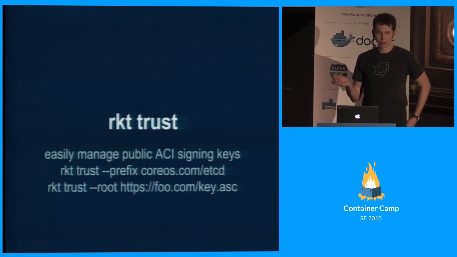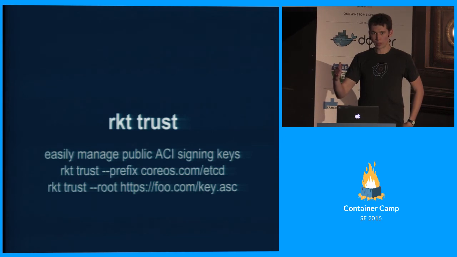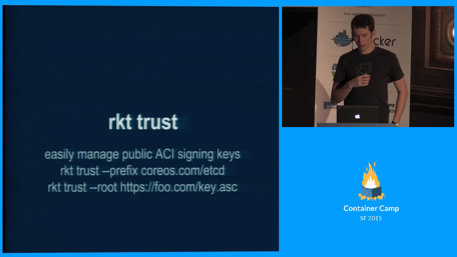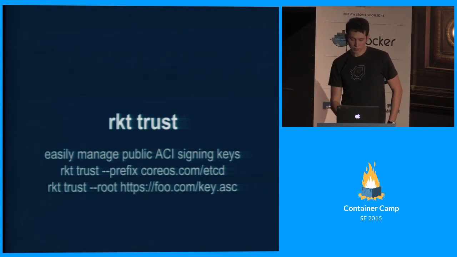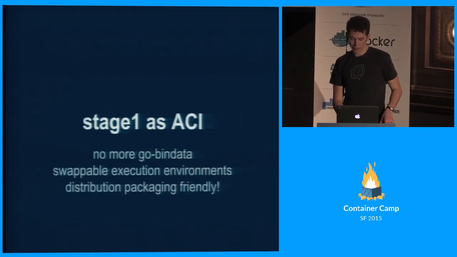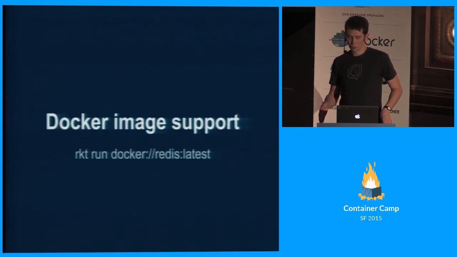A very important one is Rocket Trust, which lets you put in a URL, say coreos.com, and say I trust whatever the HTTPS URL on coreos.com publishes as their ACI signing key. It does a little confirmation workflow where you can confirm the fingerprint if you'd like, and then it gets stored into /etc/rocket. Yep, I already covered this, the idea that the stage 1 is actually an ACI itself. And also, Rocket strives to have Docker image support. So you're able to do things like download something from the Docker index of, say, Redis with the tag of latest.